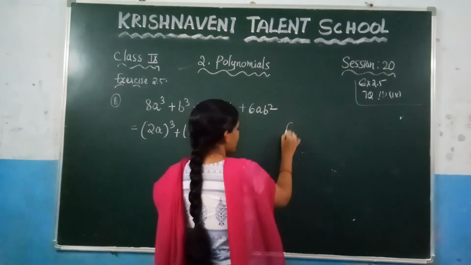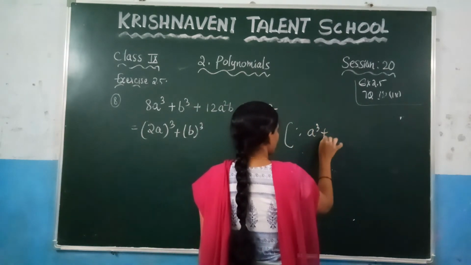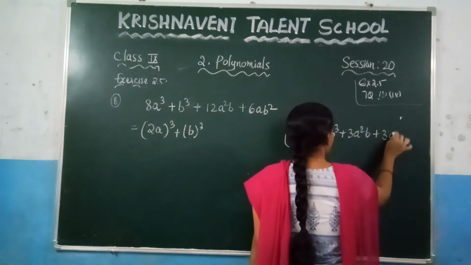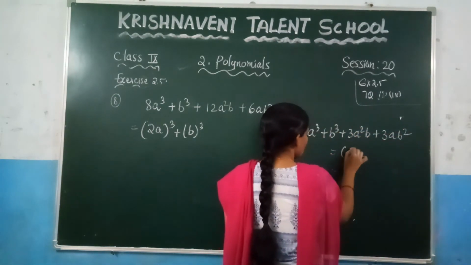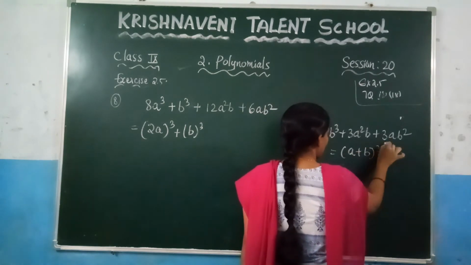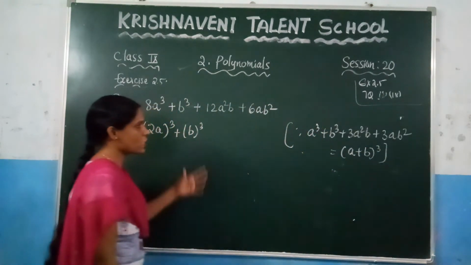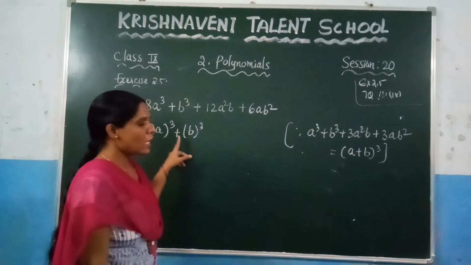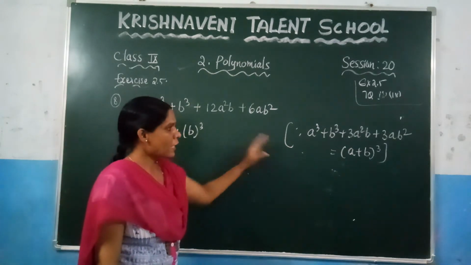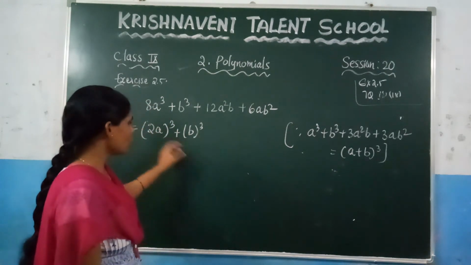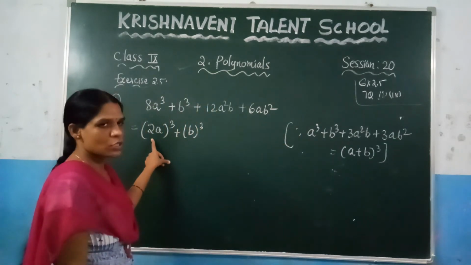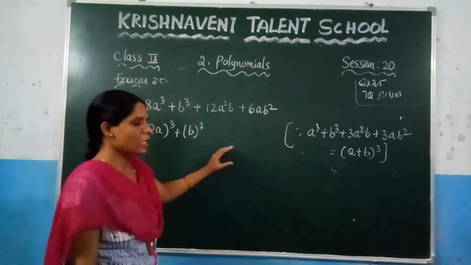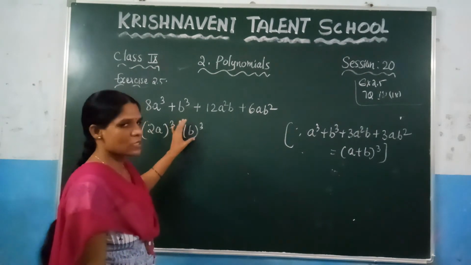Here what is the identity we want to change to? We need to change it into the form of a cube plus b cube plus 3a square b plus 3ab square. Why? Because you know that the formula for this one is (a plus b) whole cube. That's why we need to change this one into the form of that one. Now you can come to know the value of a and the value of b. If you compare these two, you will come to know what a is in this place, which is 2a, and what the value of b is, which is nothing but b. So in place of a, substitute 2a, and in place of b, substitute b.